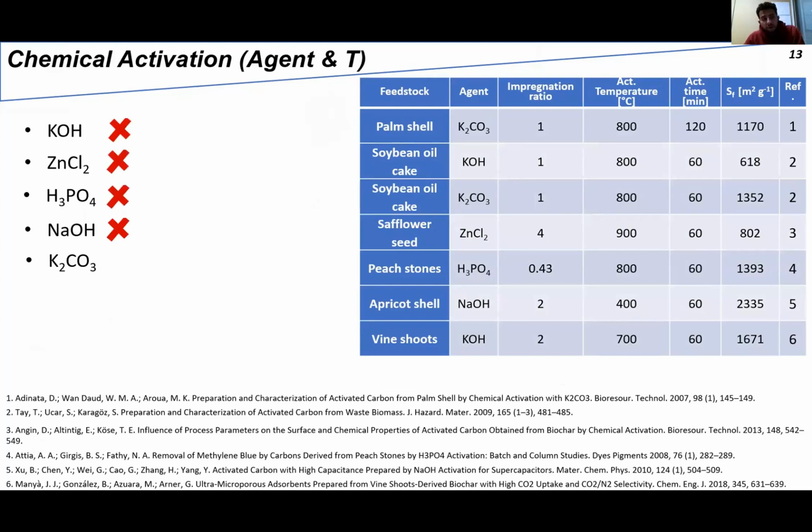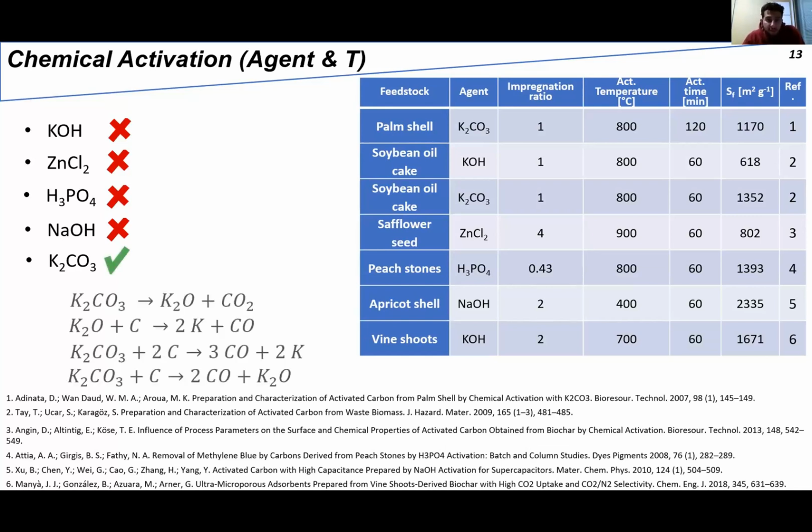Other agents are ZnCl2 and phosphoric acid, which can create pollution problems when the spent biochar has to be disposed of, because it's not so easy to separate the biochar from the phosphorus, for example. And finally, we have K2SO3, which is the one that I'm using actually, because it's easy to handle, it's not toxic, it's not corrosive. The activating procedure is not well understood yet, but these are the reactions which can be involved in the activating procedure.